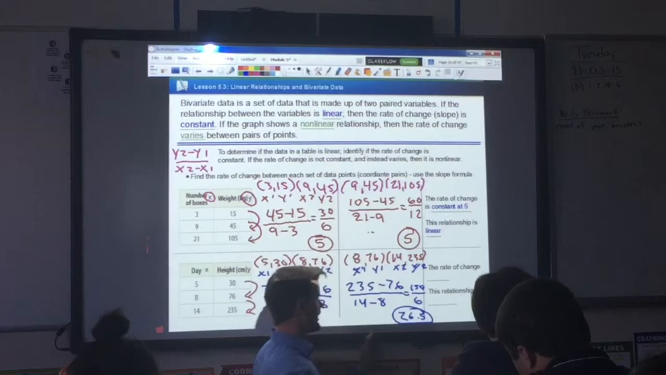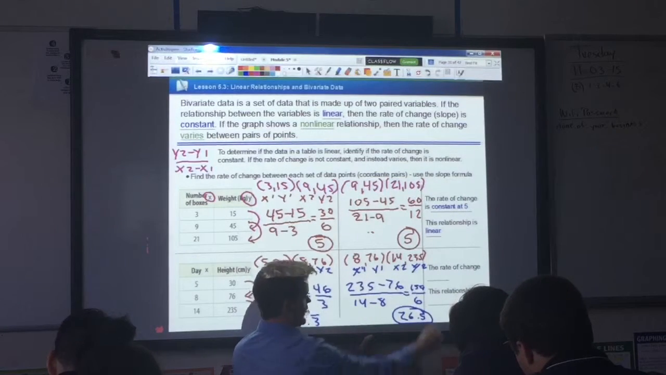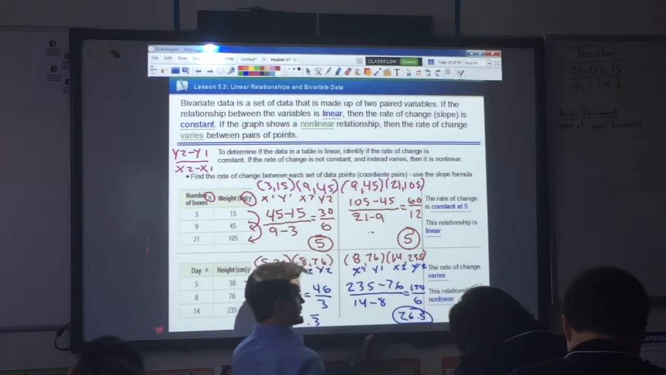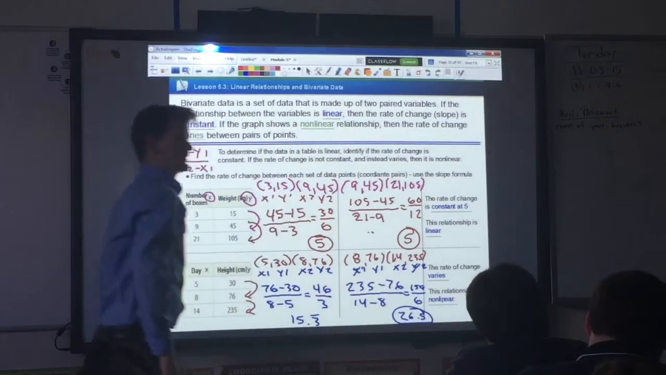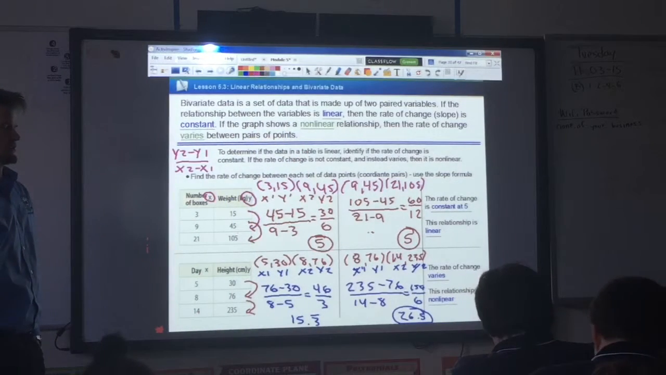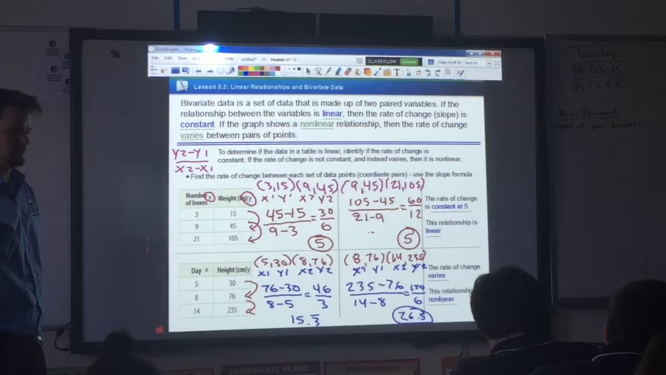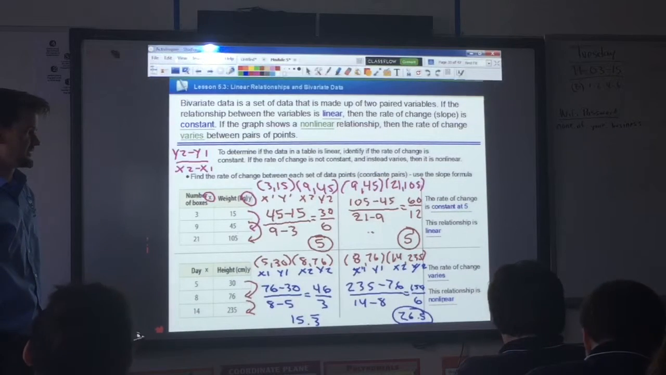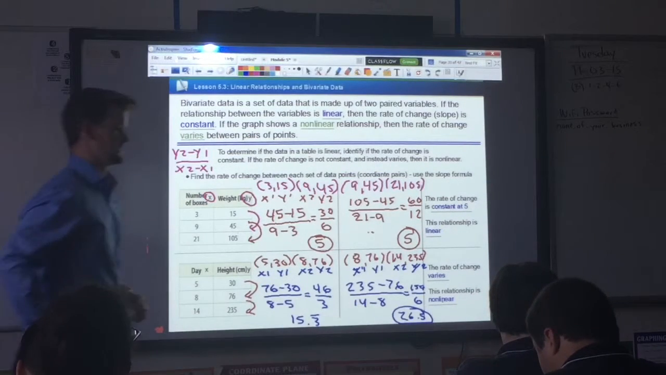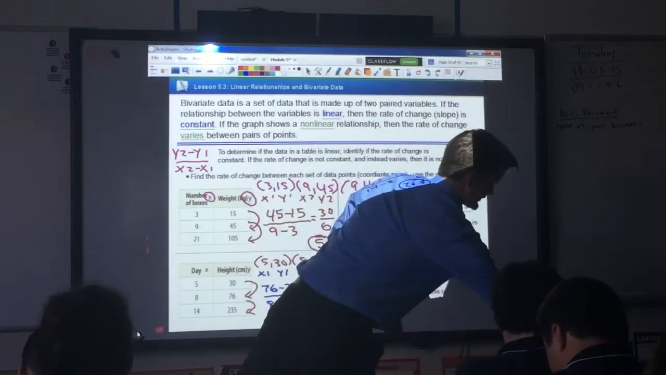26.5. Do I have a constant rate of change here? No, I do not. The rate of change varies, which means the relationship is non-linear. So all you're trying to do is just find the rate of change, also known as the slope. See if it's constant. If it is, it's linear. If it's not constant, it is non-linear. Thank you very much.